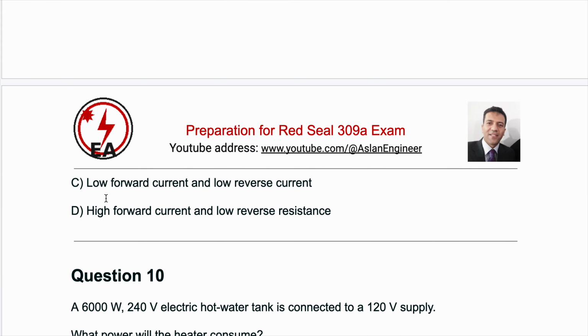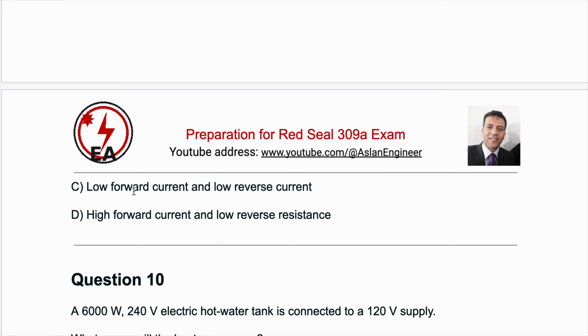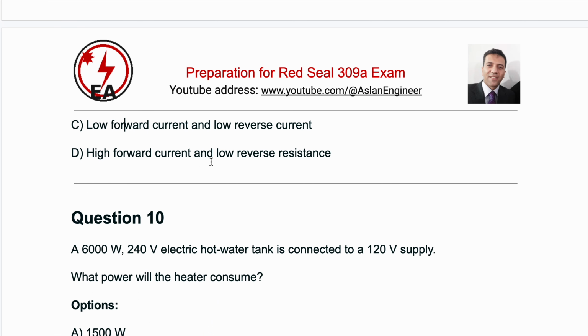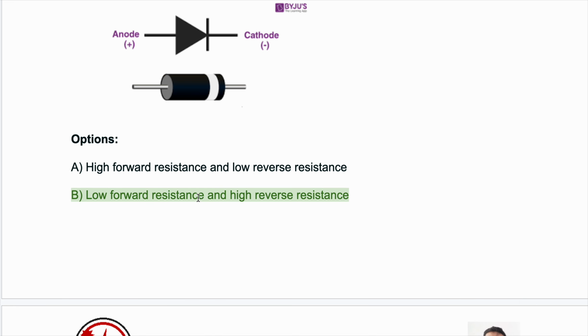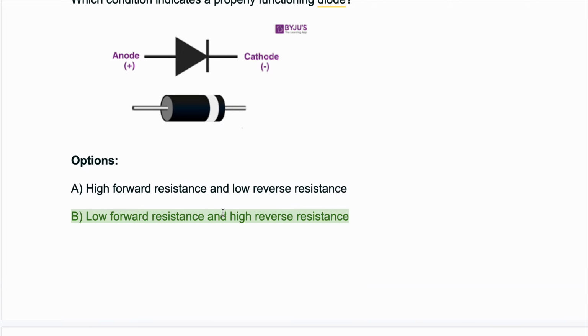But let's go to C. Low forward current? No, when the diode is on, the forward current is high. And low reverse current? Yeah, this one is correct, but because of the first part, C is not correct. High forward current and low reverse current. High forward current, yeah, this one can be true. Low reverse resistance? No, this one cannot be, because the reverse resistance is high. So this one is the correct answer for diodes.